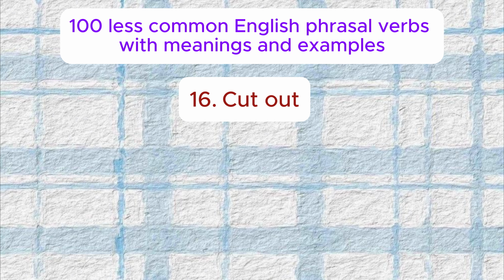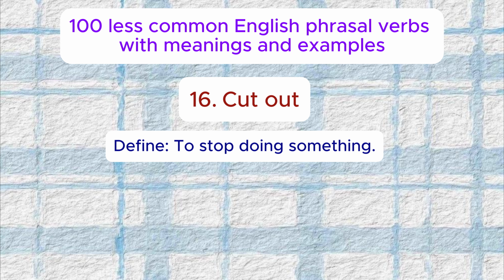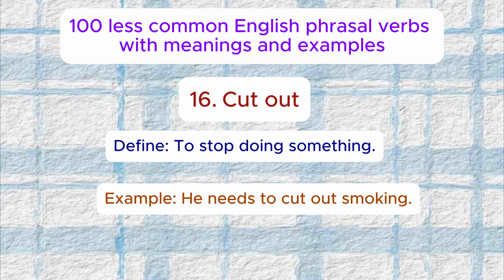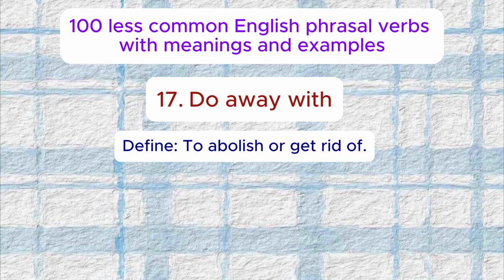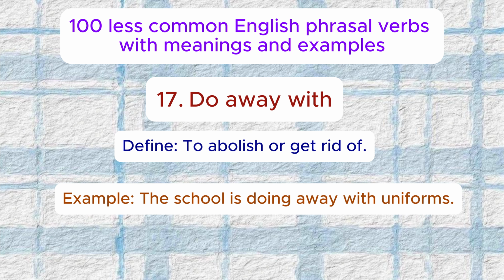16. Cut out. Define, to stop doing something. Example, he needs to cut out smoking. 17. Do away with. Define, to abolish or get rid of. Example, the school is doing away with uniforms.